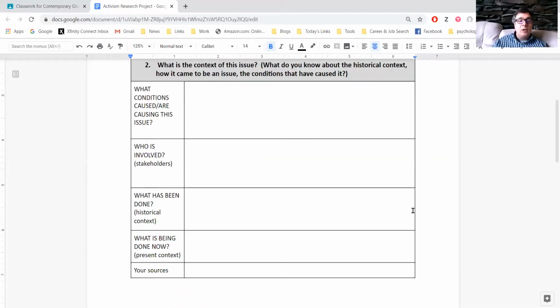The third part is what has been done. Okay, now, if this sounds a little bit like the first question, it is, especially since it says historical context. If some of the stuff is the same as number one, you can say something like, in addition to what was stated above, and you can add to it here. What we're thinking about is what have been the attempts to deal with this issue in recent years.